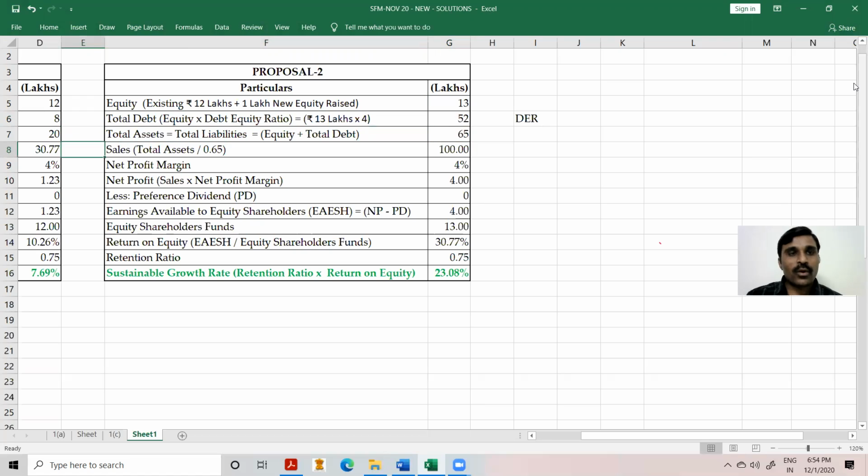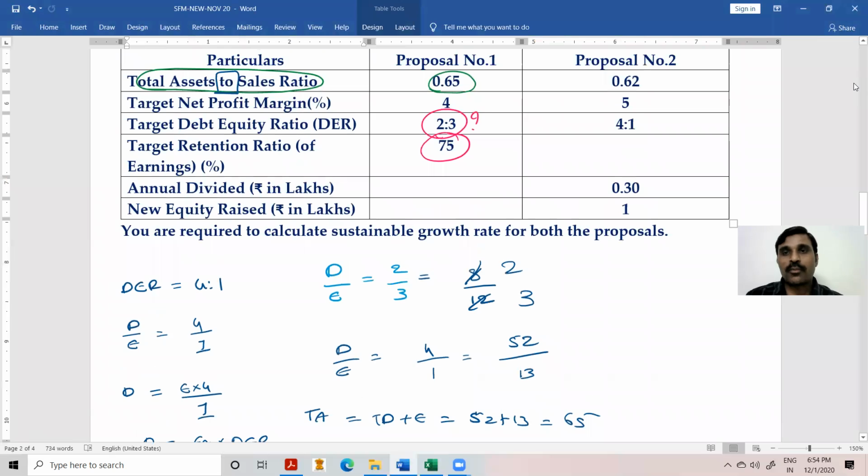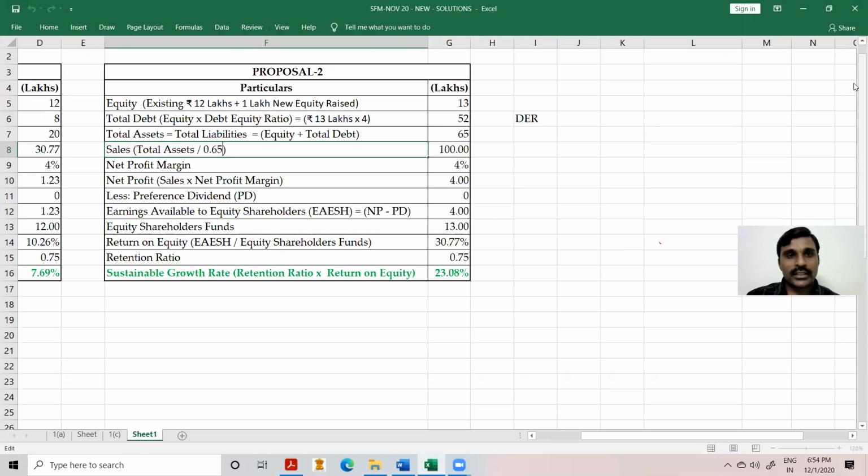And here, for sales by total assets, they have changed the information. What is the information they have given? Sales by total assets 0.62. Just take it as 0.62. So it will be 0.62. We'll get 104.84. And net profit margin is changed to 5%.